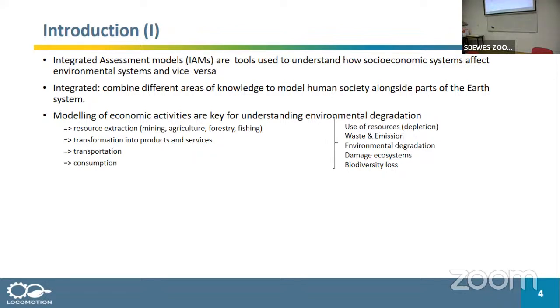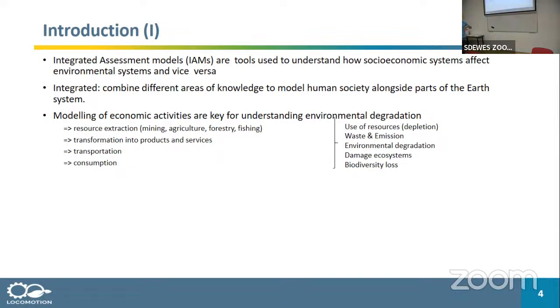Basically, if you look at any economic activity, the process of production of any good or service, you can follow the global value chain of whatever product you can think of, and you will see that it starts with the extraction of resources, mining of any material, or extracting materials from agriculture, forestry, fishing, etc. These resources are transformed into products and services that are transported around the world, etc. And finally, they go to consumption. This is basic economic activity.